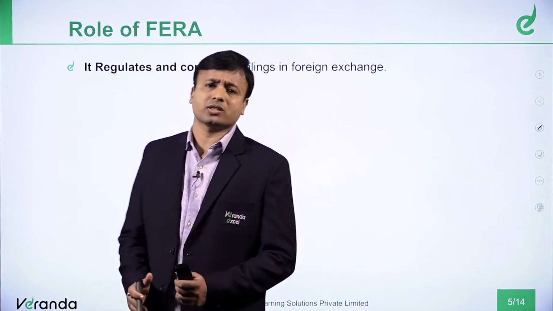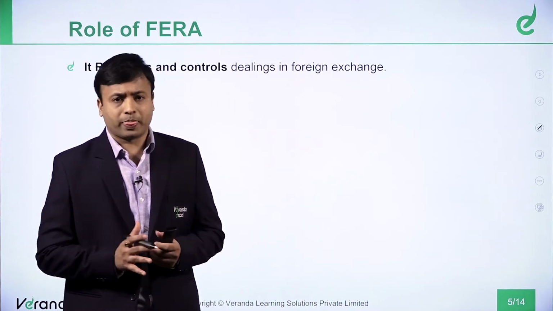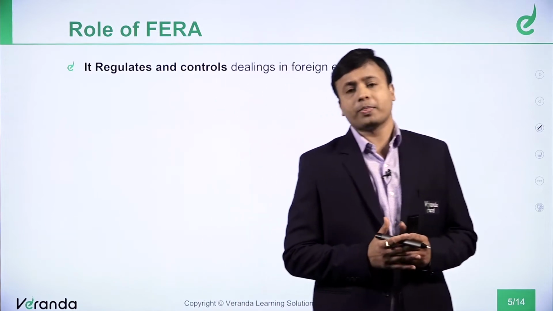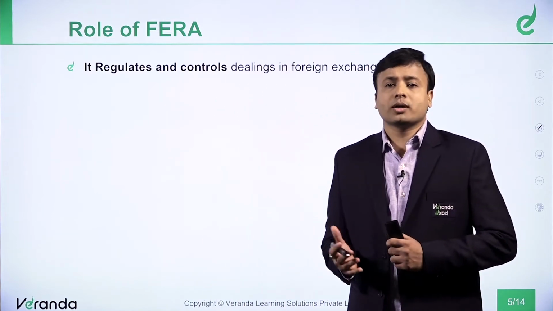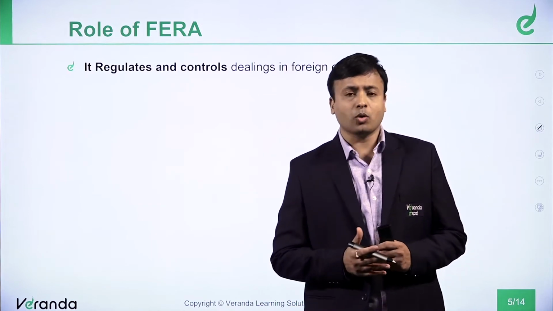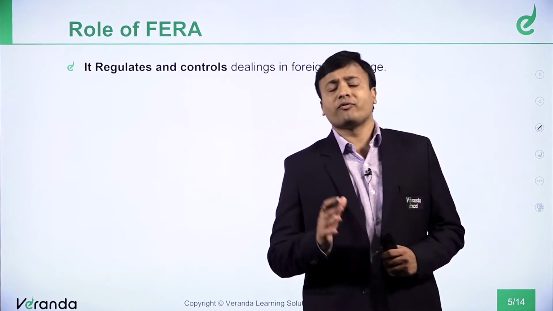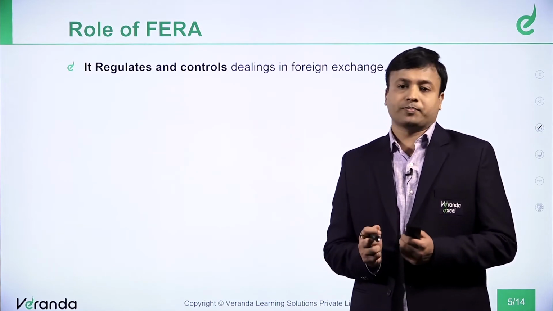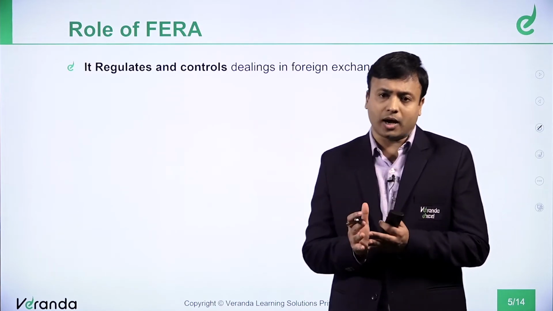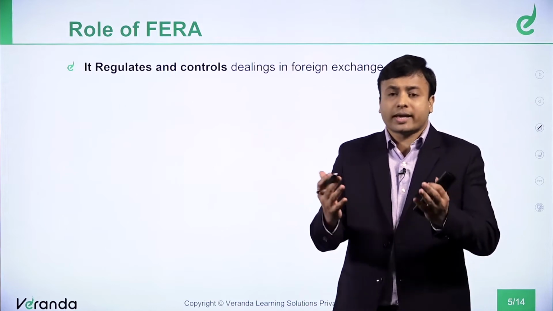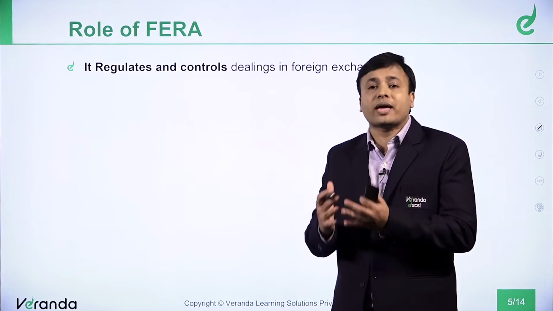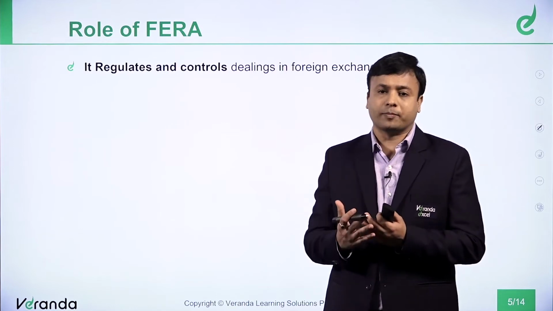Now let us try to understand what was the role of Fera. Now what was the environment during the time of Fera and what went into the objectives of Fera. Now what did Fera do? The Fera was mainly enacted to control my foreign exchange. The focus of the Act Fera was not to get foreign currency into India, not to identify avenues to increase the flow in the country.